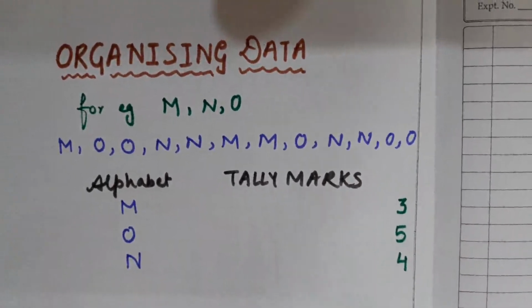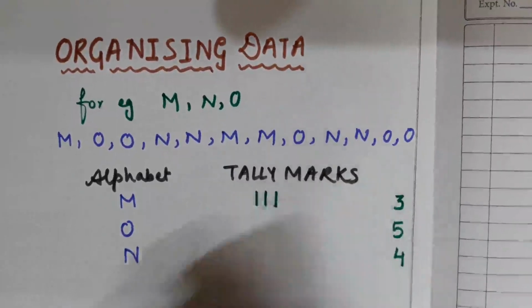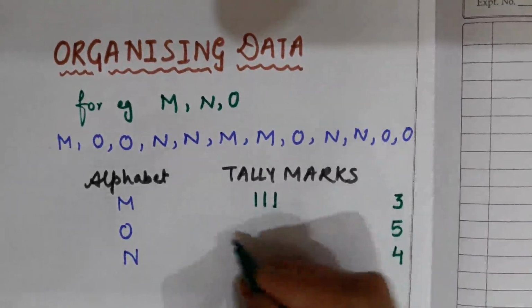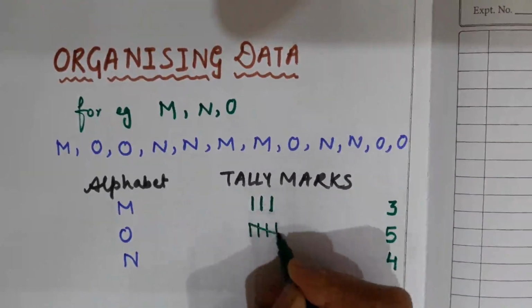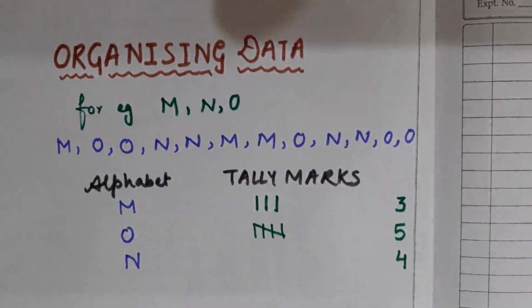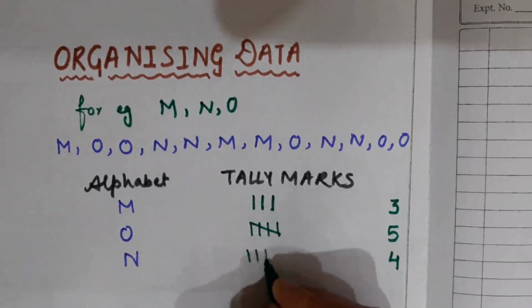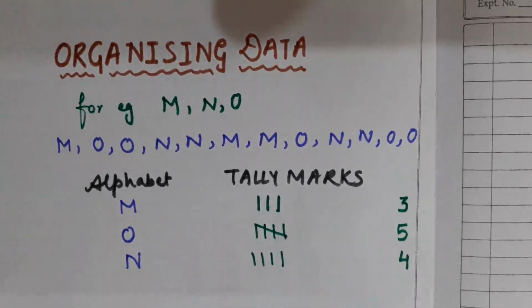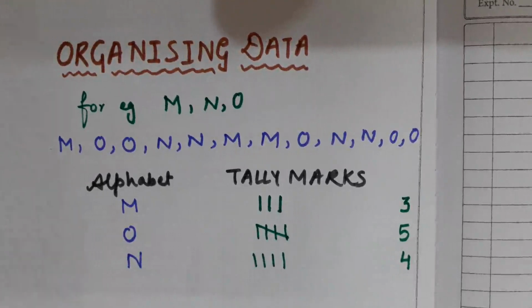So how can you represent this in tally marks? 1, 2, 3. 3 lines represent this particular frequency. O is 5. 1, 2, 3, 4. Now cut this. So this is your 5 in tally marks. Then 4. 1, 2, 3, 4. So 4 you can represent in this form. So in this manner you can organize the data easily.